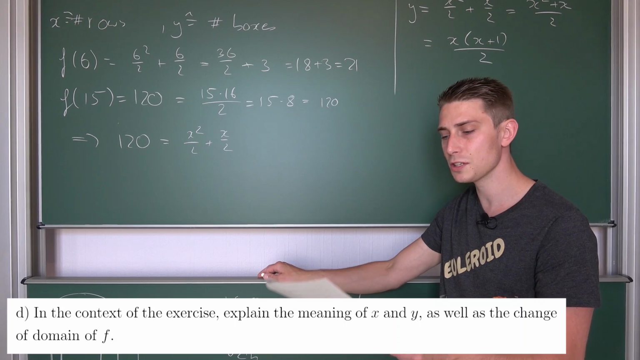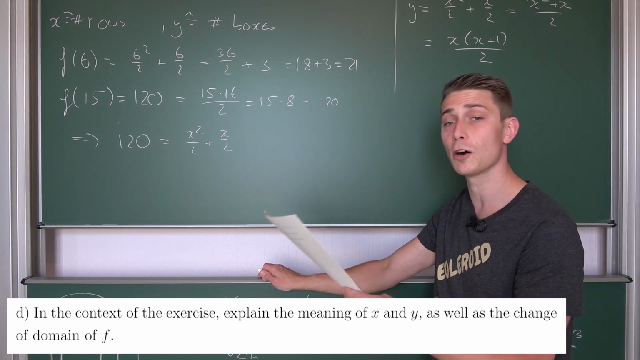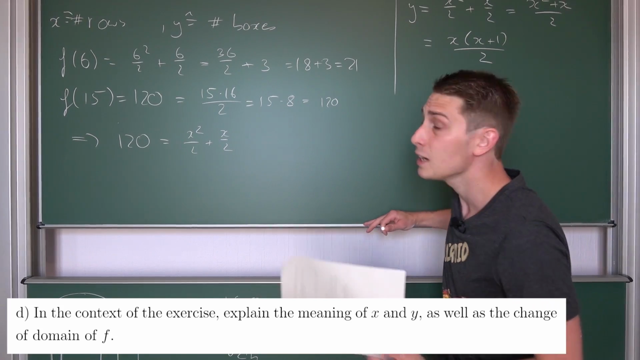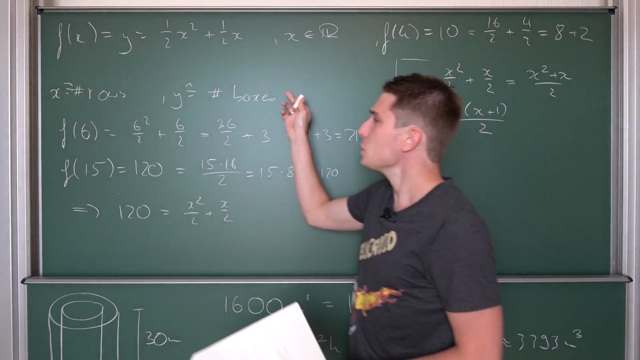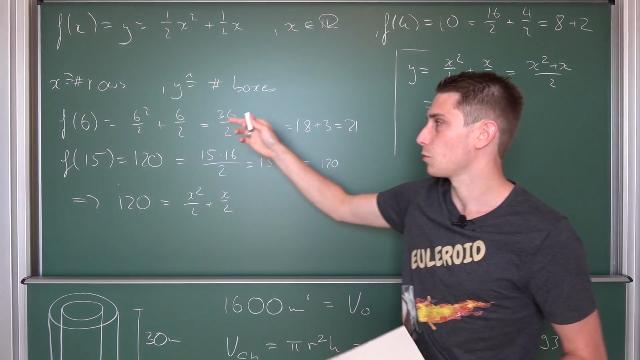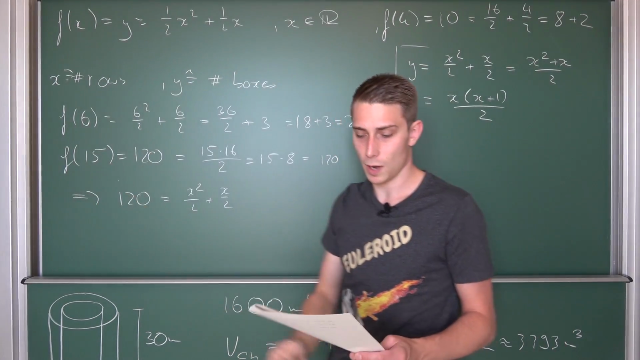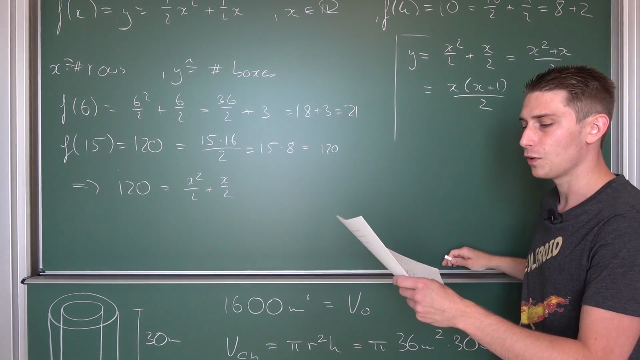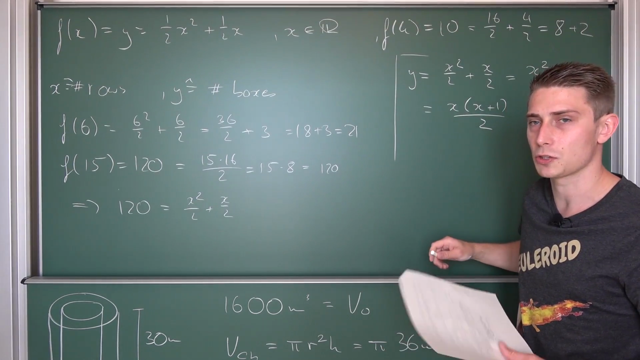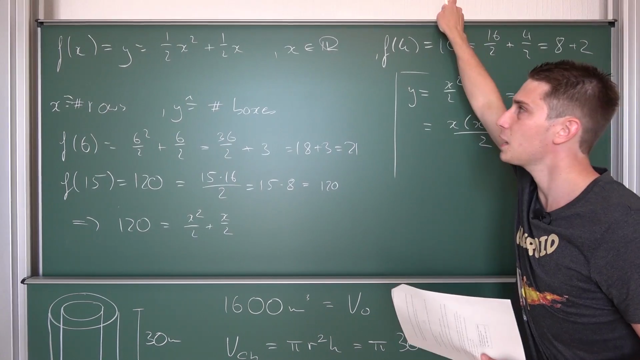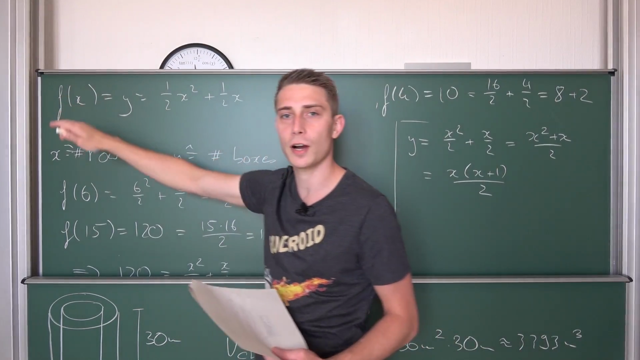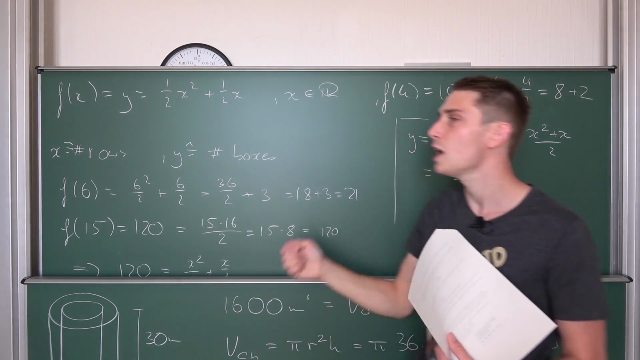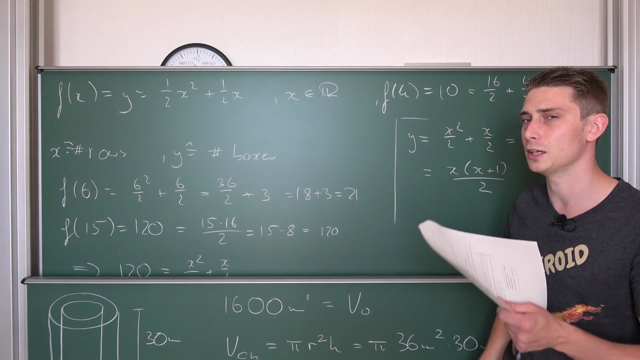Last but not least, in the context of the exercise, explain the meaning of x and y, as well as the change of domain of f. I mean, we are basically done with this. We have, in the context of the exercise, already explained what x and y actually are, but what about the change of domain of our f? So you need to know what the domain is. The domain is all the stuff that we plug into our function, into our machine here. So the domain is all the possible x values our function is going to take in.